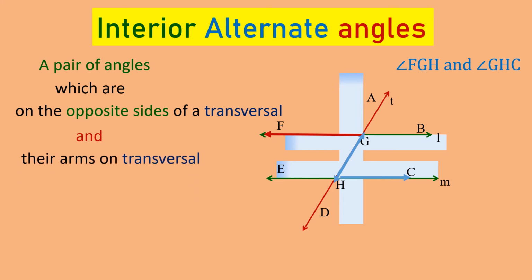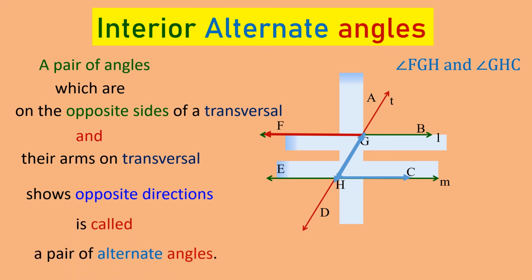And their arms are on the transversal. If you see angle FGH, its arm is on the transversal T, that is arm GH, and if you take angle CHG, the other arm, that is ray HG, is lying on the transversal T. They point in opposite directions. Of course, the FGH direction is downward and the GHC direction is upward. Therefore we can say it is a pair of interior alternate angles. I hope one pair is clear.